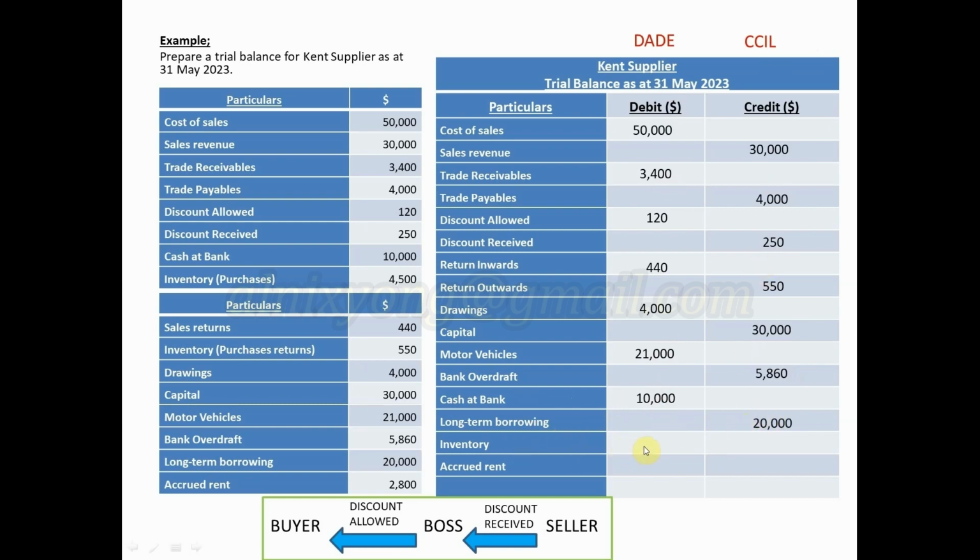Inventory is considered an asset, under current assets. That's why I put it under the debit side. How about the accrued rent? It means you owe some money, haven't settled yet. That's why I consider it a liability under the credit side. So at the end, when you add up the debit and the credit together, you must get the same amount figure there. Right? Okay.